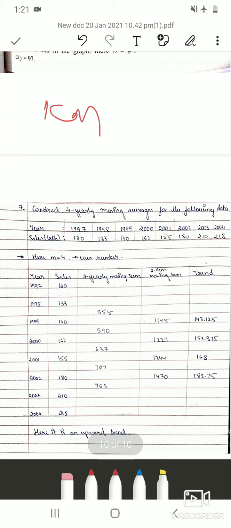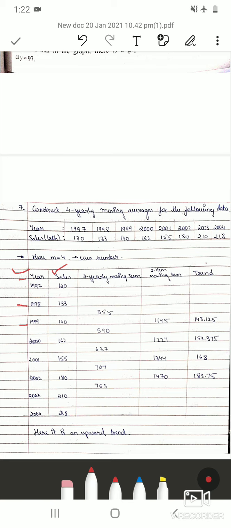So the next problem is, construct 4 yearly moving averages for the following data. The year is given from 1997 up to 2004, and the values are sales in terms of lakh. For the year 1997, the sales is 120 lakhs, and for the year 1998 it is 133. So the sales are given. Here m is 4, which is an even number. So write down year as the first column, sales as the second column. The year is 1997, leave a line, write 1998, and then write all the years.